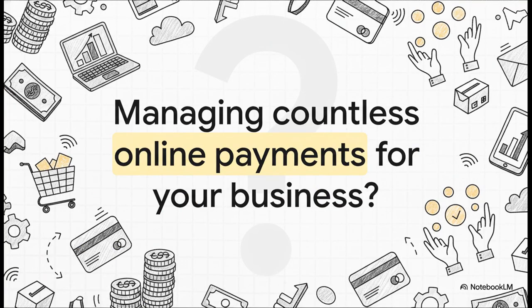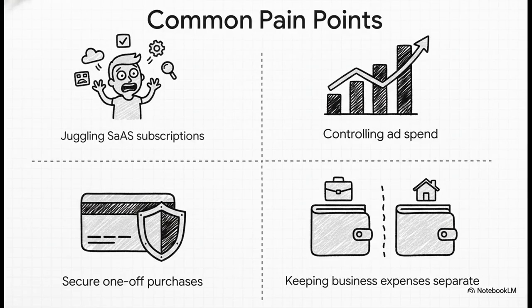You're trying to manage ad campaigns, you've got subscriptions to a dozen different SaaS tools, and you're just trying to keep track of every single payment going out the door. It can feel like you're juggling way too much at once. Whether it's keeping all those software subscriptions in check or putting a hard, non-negotiable cap on your ad spend, maybe you just want to make a secure one-off purchase without typing your main bank details into another website. And of course, the big one, keeping your business expenses neatly separated. These are the exact headaches we're talking about today.